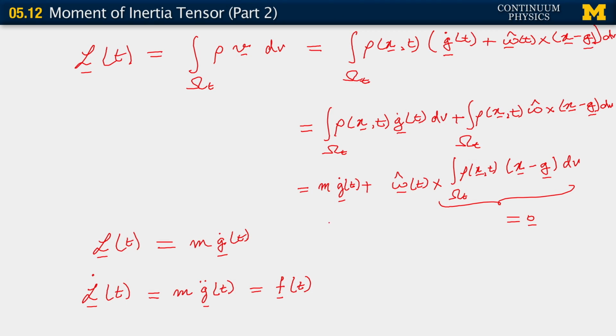Okay. So the conclusion that we can draw from these two is that linear momentum and its rate of change, you can think of applying those notions to the center of mass. Okay? All right.